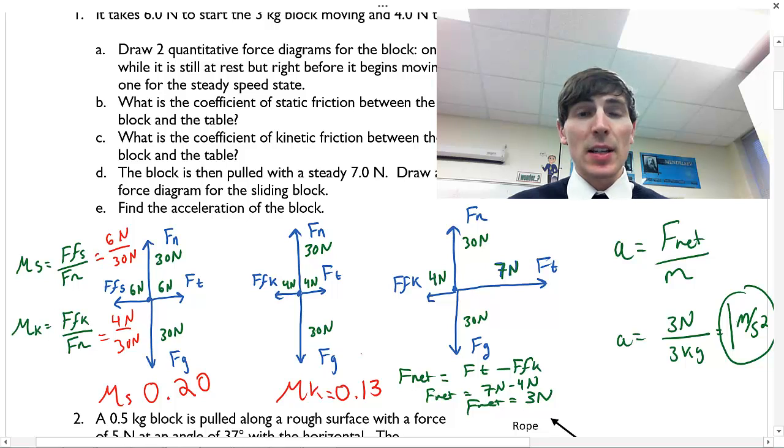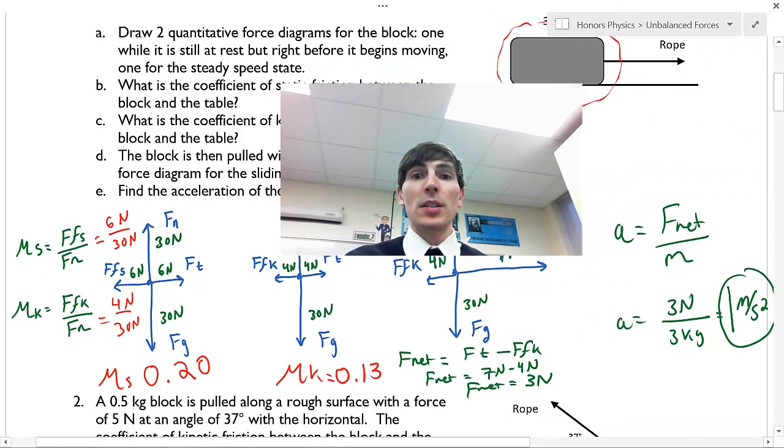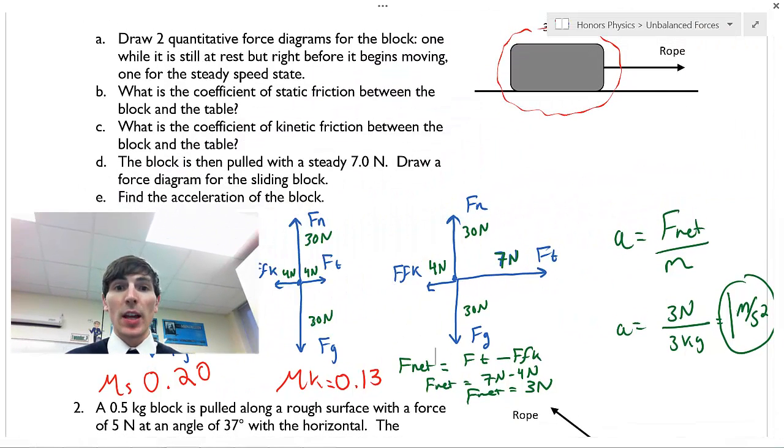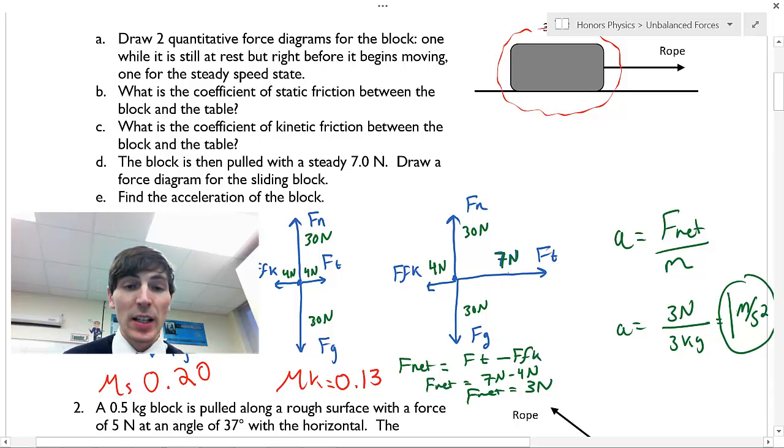Part D says the block is then pulled with a steady 7 newtons of force. Draw a force diagram for the sliding block. So now we have a situation where we're pulling harder than friction is going to be able to pull back. That kinetic friction depends not upon the fact that we're accelerating, but upon the normal force and the coefficient of friction. So we've solved for that coefficient of friction. We don't need it anymore. We need to look at the force diagram.